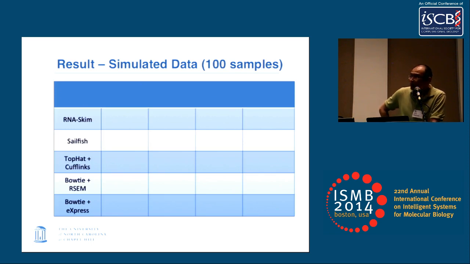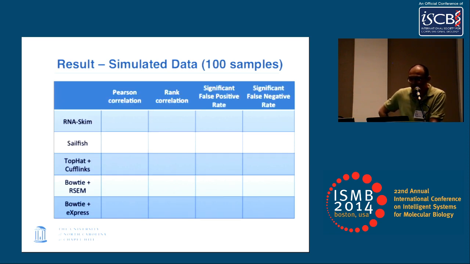We also tested under 100 different samples, and we compare our method with 4 other methods: Sailfish, Cufflinks, RSEM, and Express. We apply these methods and compare them under 4 different metrics. Two are correlations, Pearson correlation and rank correlation. Two are rates, false positive rates and false negative rates. And here's the result.